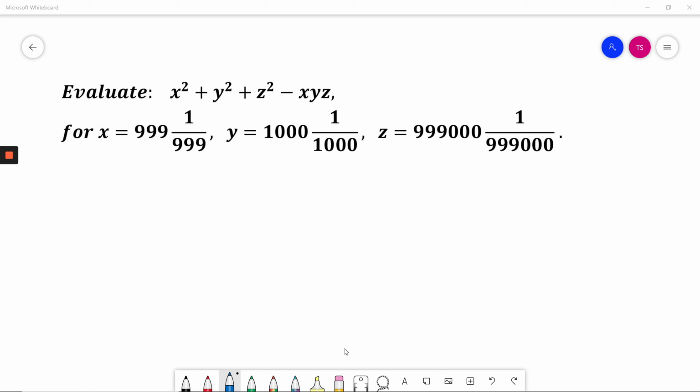Evaluate x squared plus y squared plus z squared minus xyz for those xyz numbers. At this moment, I encourage you to pause the video and solve it by yourself. Okay, I will solve it now.